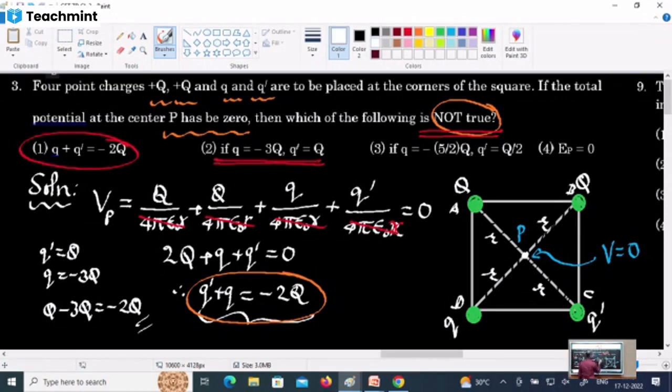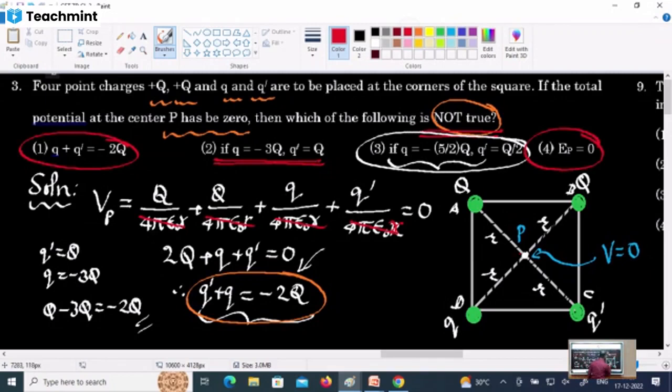Now do the same thing here as well. For this set of charges, I will leave that as homework for you. For these set of charges also, you can prove that q dash plus q is equal to minus 2Q. Now the fourth choice indicates the total electric field. EP stands for the electric field at point P. That is certainly not going to be 0. The potential here may be 0, but the field is not 0. Therefore, the incorrect statement is this one. The correct option here is option number 4.